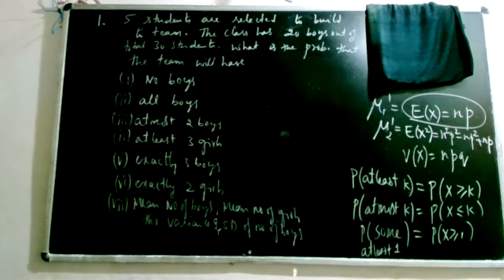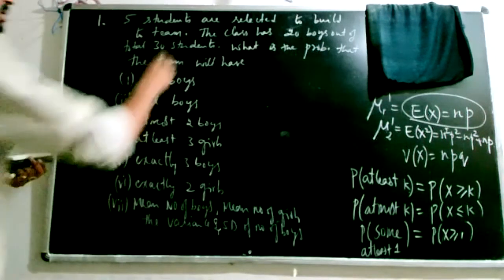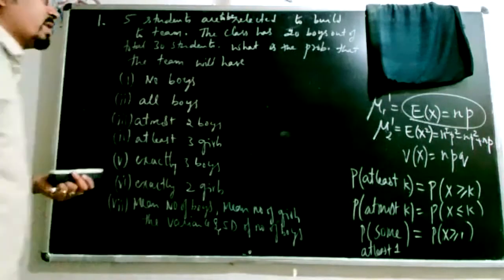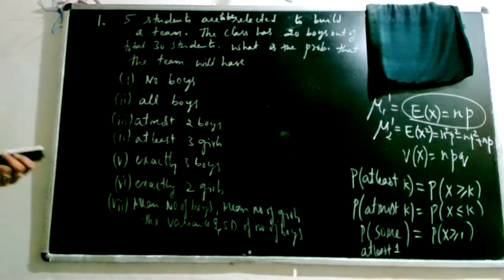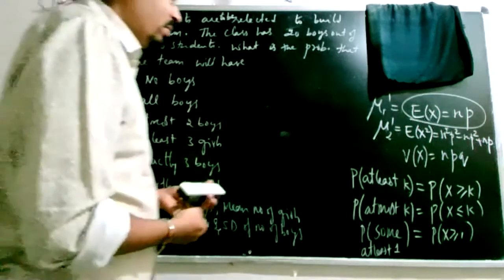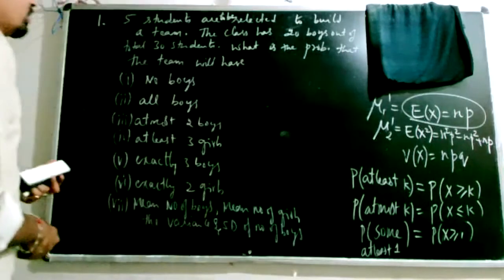5 students are to be selected to build a team. The class has 20 boys out of 30 students. What is the probability that the team will have no boys, all boys, at most 2 boys, at least 3 girls, and so on? Okay, so first we have to bring the concept of the binomial here.